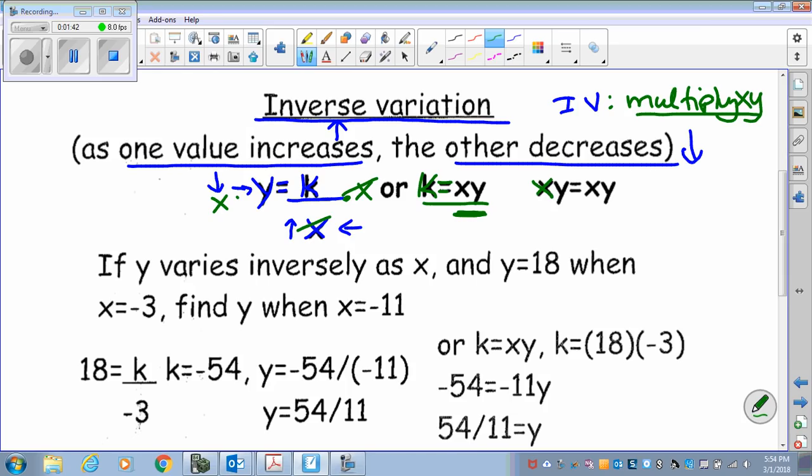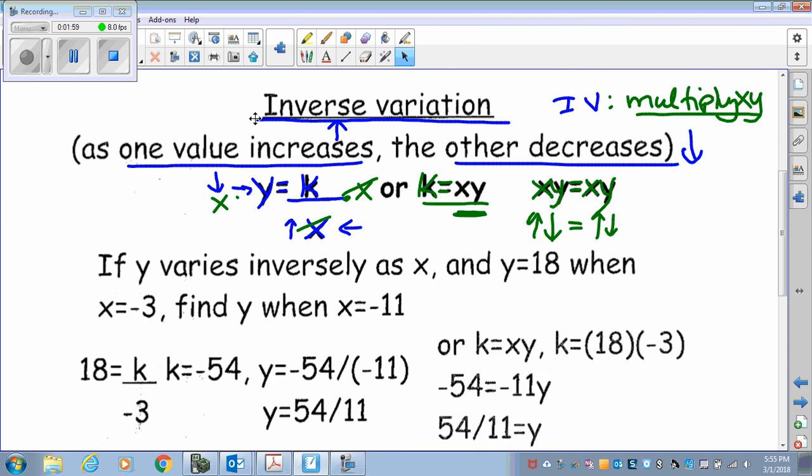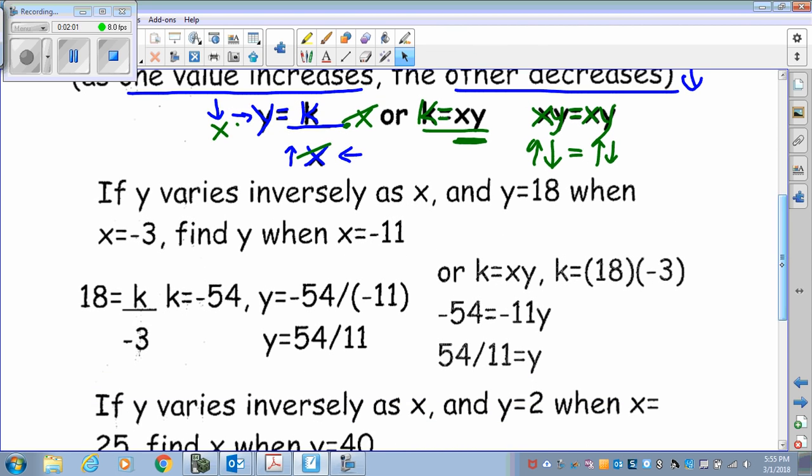So I have x times y equals x times y, all right? Because as one gets bigger, the other has to get smaller so that they stay constant. All right? But it's not just bigger and smaller. When you multiply them together, they have to give you the same number.